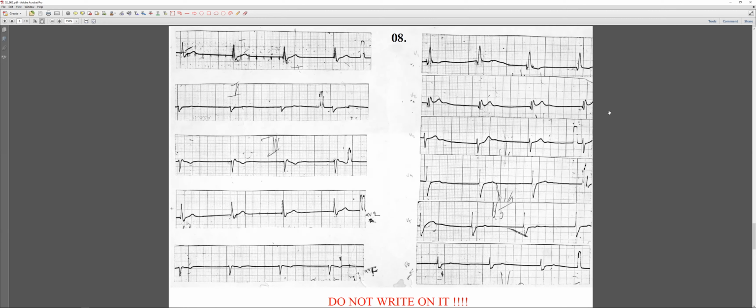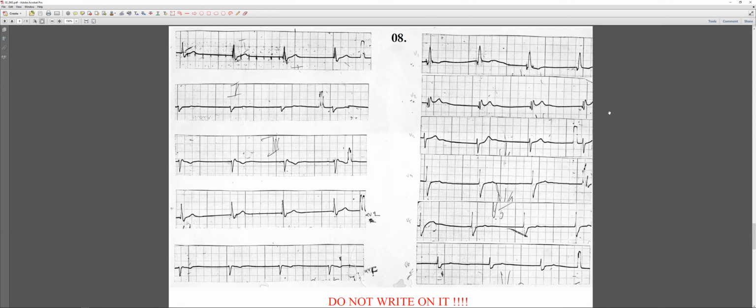Left posterior. No. Left deviation means anterior. Right deviation means posterior. Oh, okay. But anyhow, if you say bifascicular block, that is okay. But okay, this is an anterior.